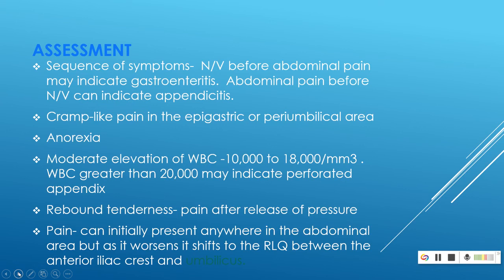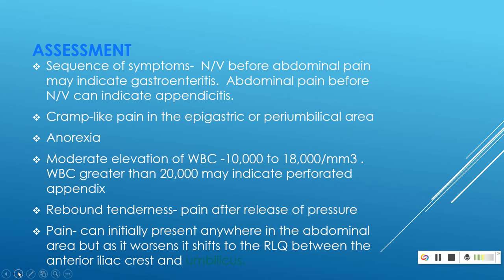Assessments. Sequence of symptoms. This is important when you're assessing anyone that comes in with complaints of GI issues. For appendicitis, usually the abdominal pain is before the nausea and vomiting. The abdominal pain comes before the nausea and vomiting with appendicitis. The abdominal pain itself is what can be causing the nausea and vomiting. The pressure from the appendix swelling can cause the nausea and vomiting.